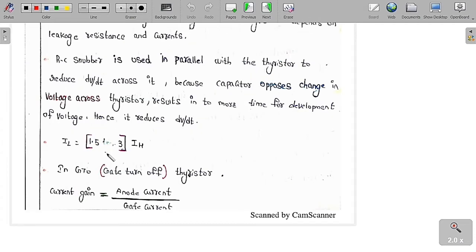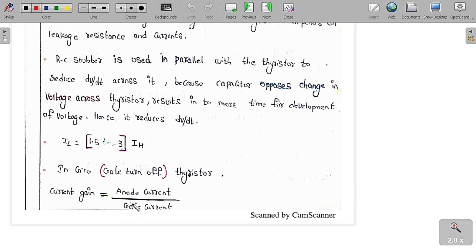As I told you, latching current is always greater than the holding current, nearly 1.5 to 3 times the holding current. In the GTO, gate turn-off thyristor, the current gain is nothing but the anode current by the gate current. But the gate current is very high in the GTO, so therefore the turn-off gain is very small. So simply we can say that the turn-off gain is equal to anode current by gate current. As the gate current is very high in the GTO, this ratio is very small.